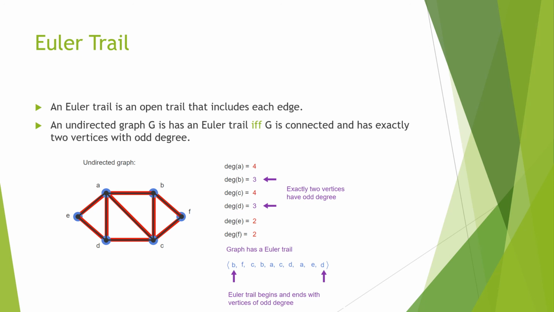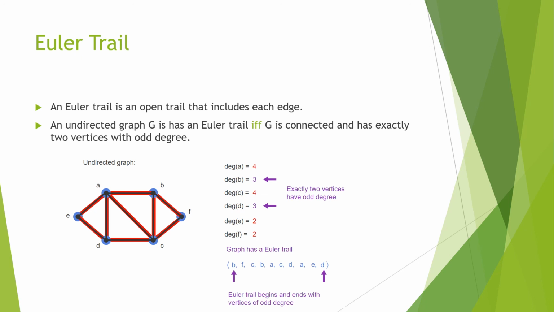So let's look at the degrees of vertices in this graph. Degree of E is 2, degree of A is 4, degree of C is 4, degree of F is 4. I'm sorry, degree of F is 2. So far, all the degrees are even. However, degree of B and degree of D are both equal to 3, which are 2 odd degrees. So since not all the vertices have even degrees, this graph does not have a Euler circuit. But this graph, as you see, has a Euler trail.